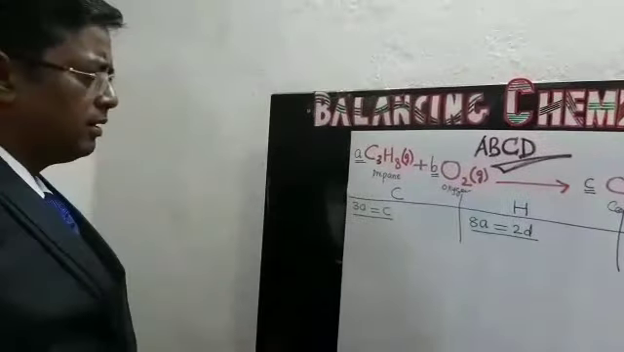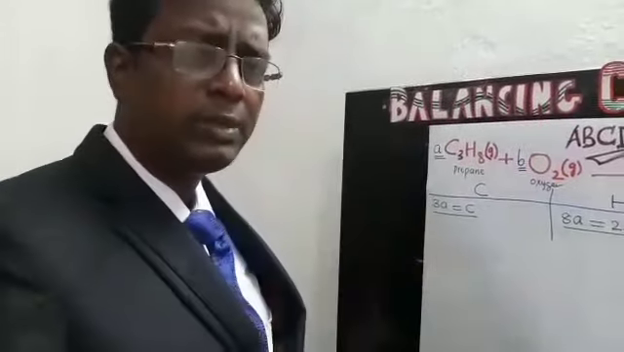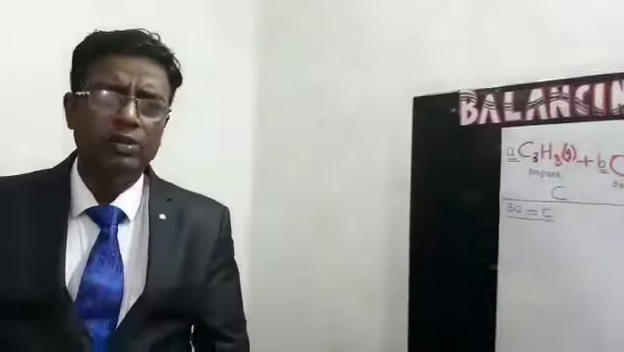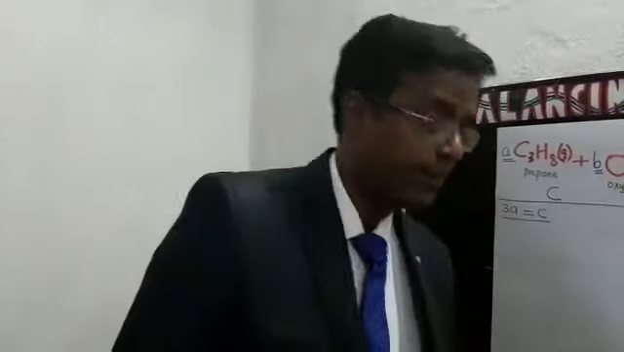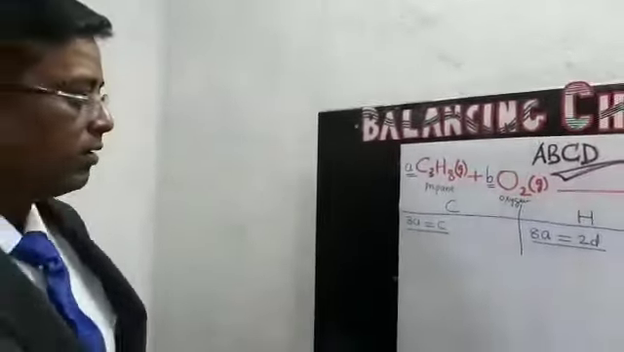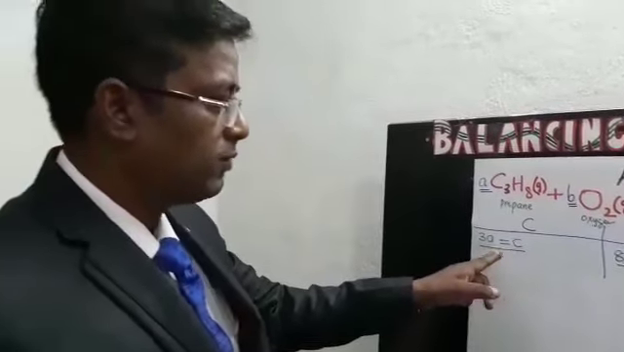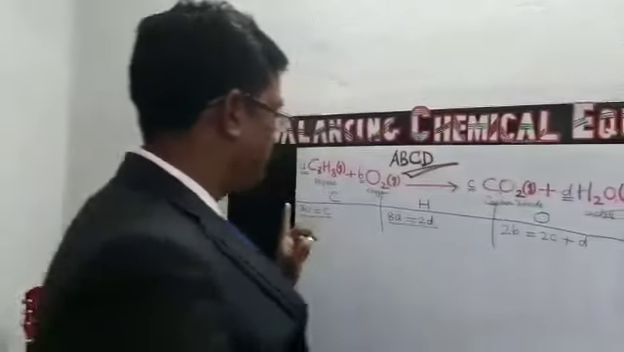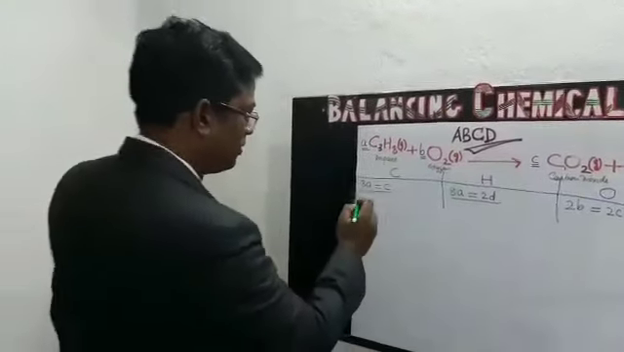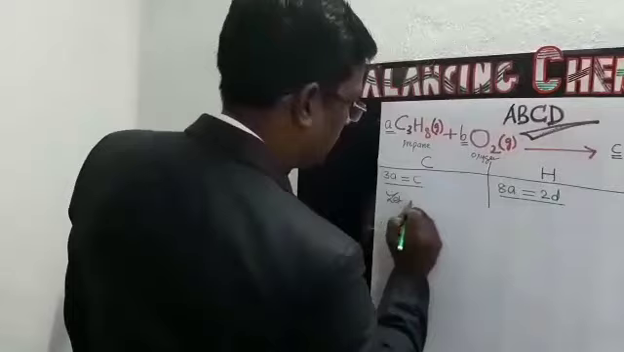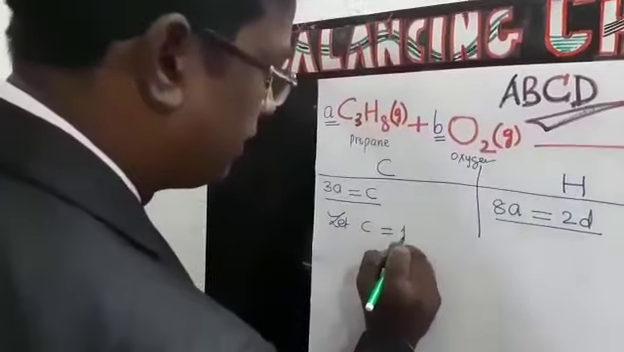We can take the variable which is present the maximum number of times and take its value as 1. For our convenience, let's take C as 1. C is present 2 times, so we'll take C as 1. So let C equal 1.